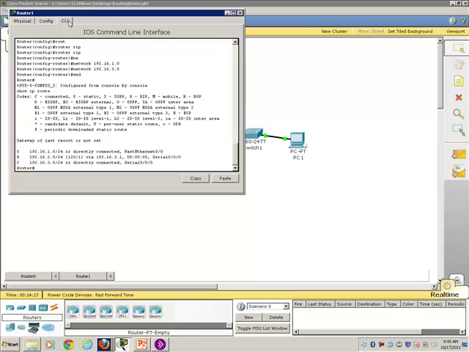You can also redistribute static routes. Static routes are not shared by default. That's one of the, I guess, advantages, disadvantages to it. The advantage is they're not shared because that's a security issue. The other one is if you want them shared, they're not shared unless you redistribute them. So RIP, really a quick little protocol.